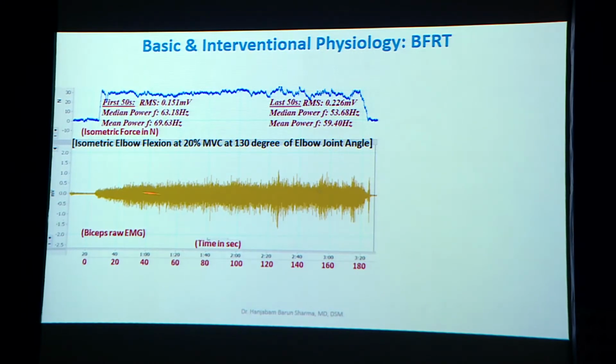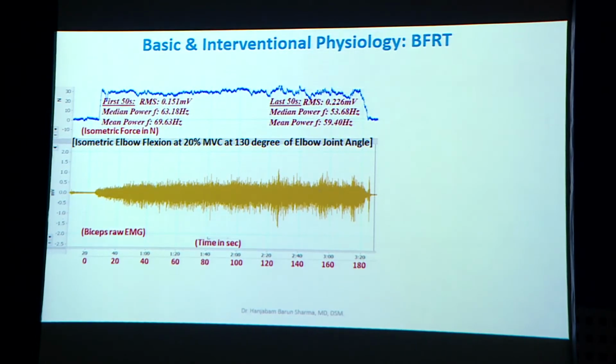If you see the raw EMG interference pattern, and when fatigue is there, what is happening to the firing? The firing of the muscle fiber increases in case of fatigue. With fatigue, the RMS, root mean square value, is increased, and the mean power frequency is decreased. So if fatigue is there, what will happen? You can focus on the type 2 fiber.